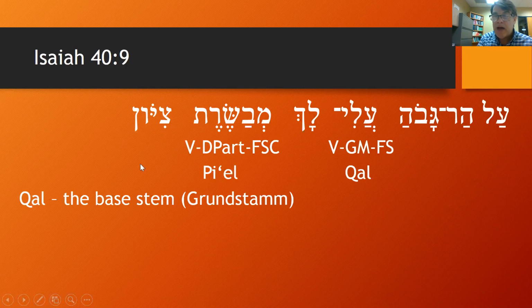Zion. I think that Zion is the one who's being commanded here. So in its original context, it's saying, Zion, get up into a high mountain. So Zion is the one being addressed because Zion is feminine. And you can look at this, by the way.